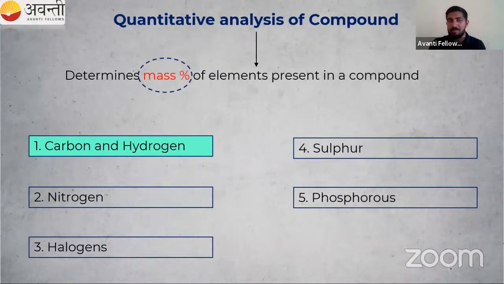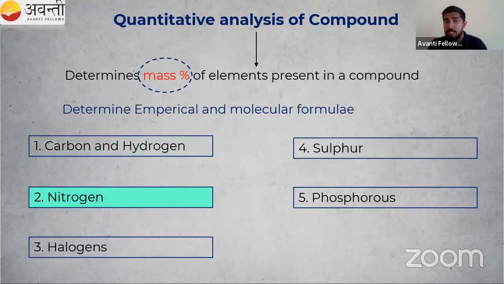They have different names. Then after that, we have halogens. We will find the percentage of halogens. Then we have sulfur. And last, we will study phosphorus. So about these different elements, we have to find the percentage of each element present in our organic compound. So that is the agenda.